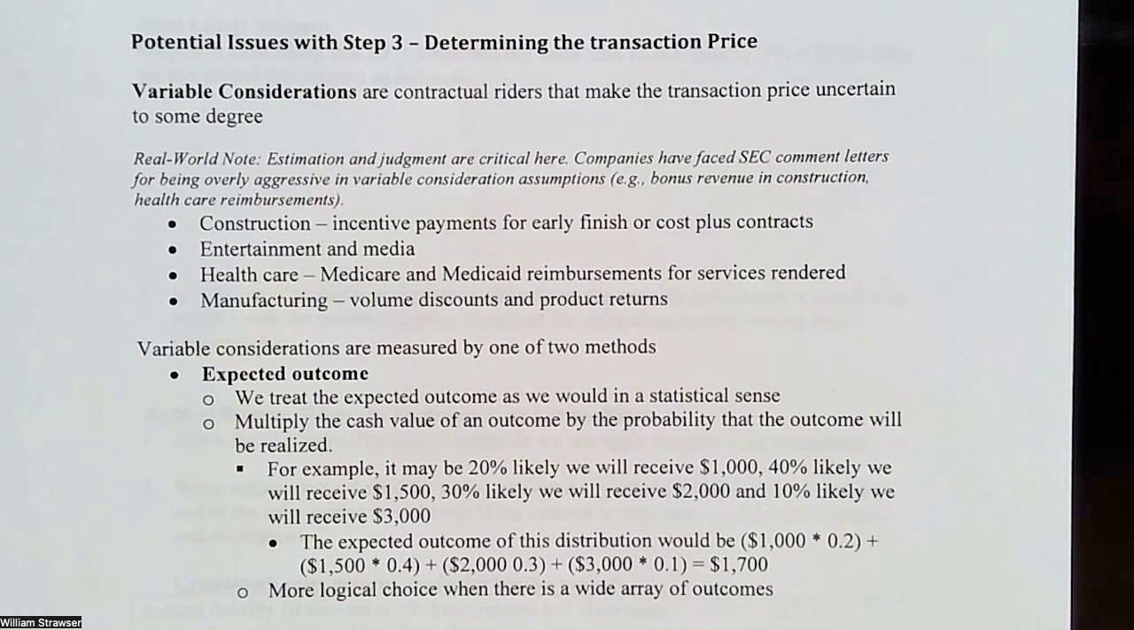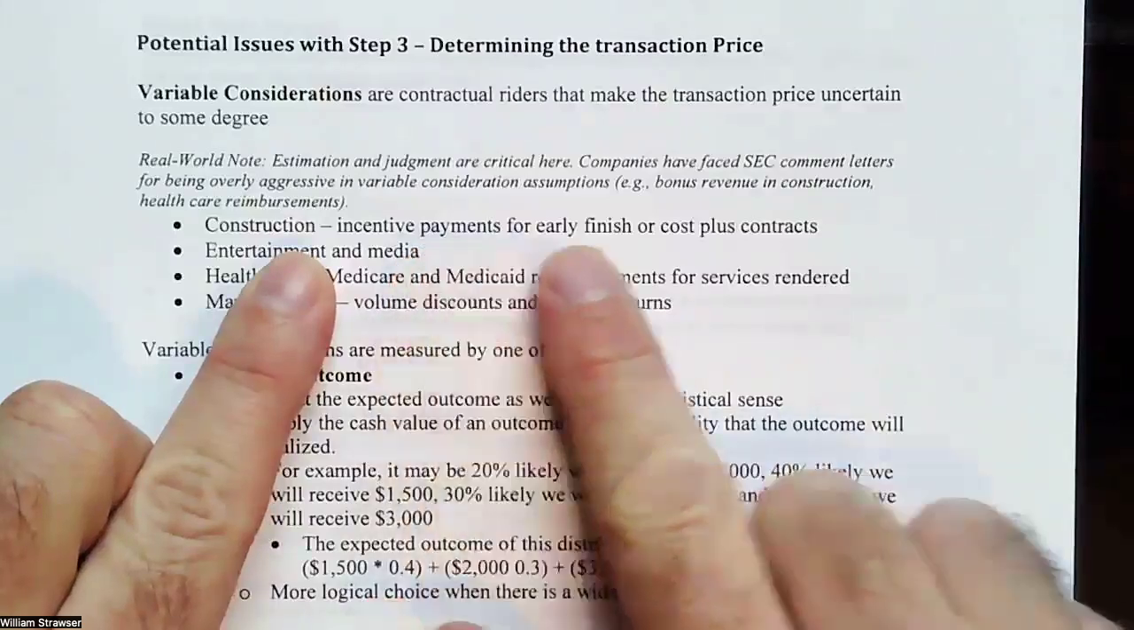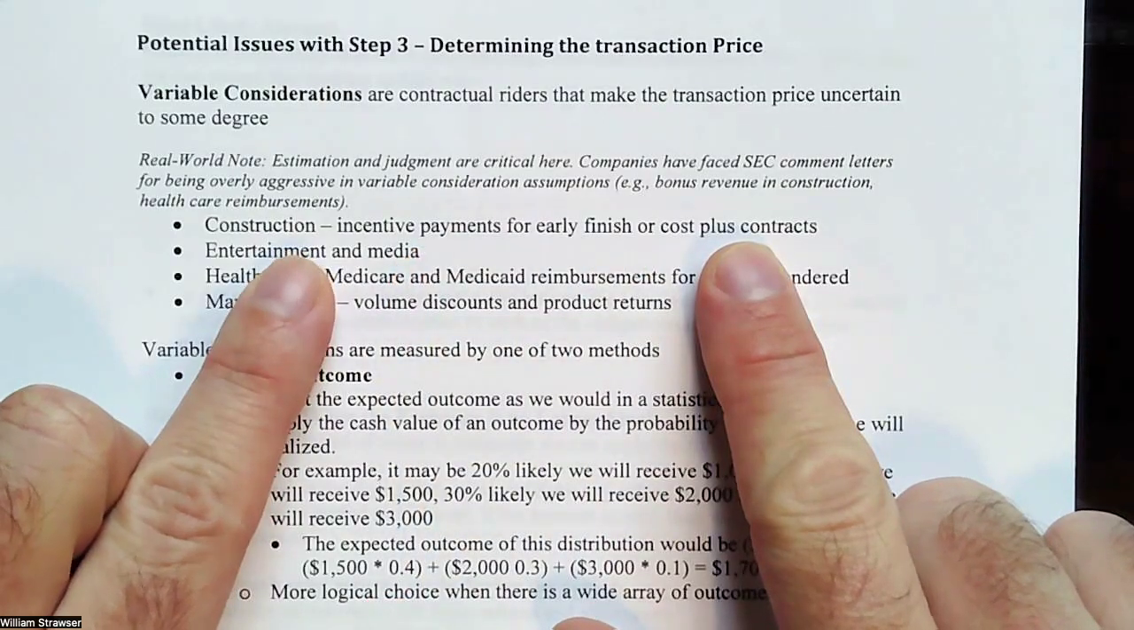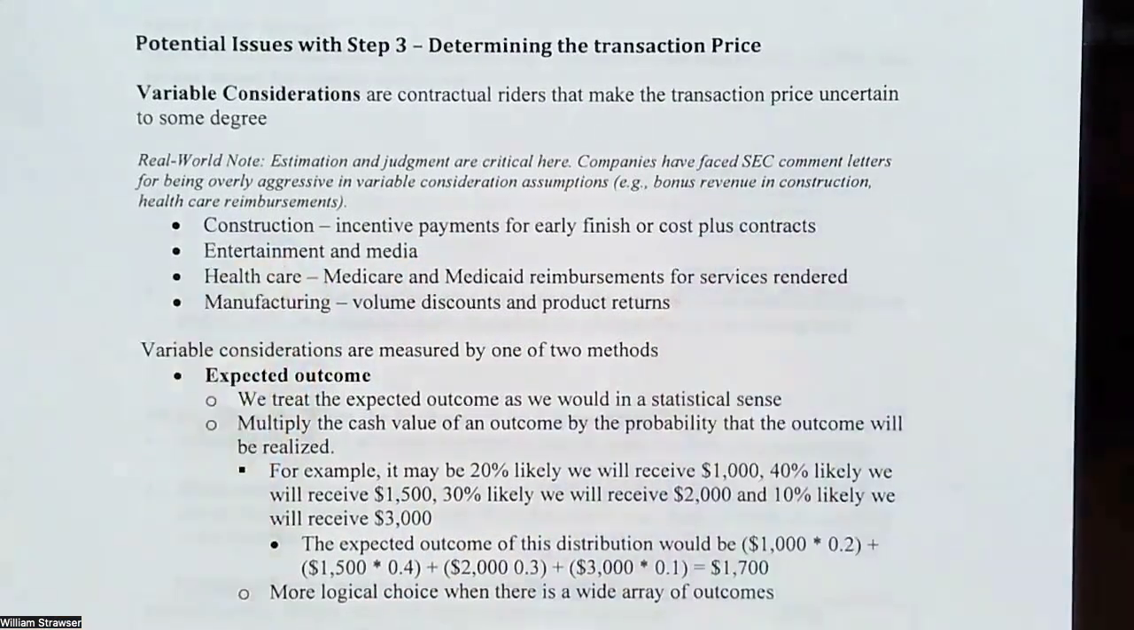So we might, for example, get incentive payments for finishing up early, right? In a construction project, there can be some bonus for early completion of the project, and the likelihood that we're going to finish and meet that deadline for early finishing and receive the extra bonus is a variable consideration.